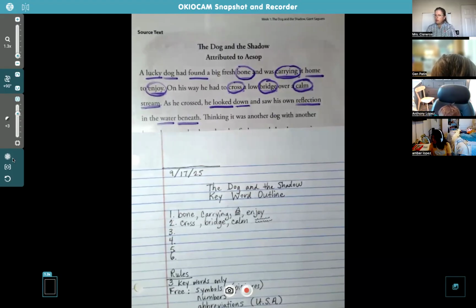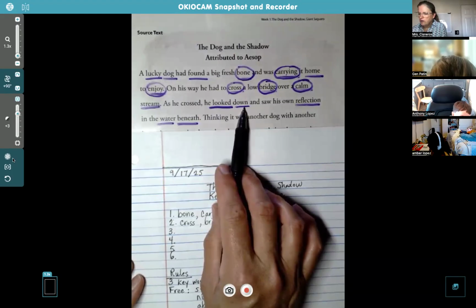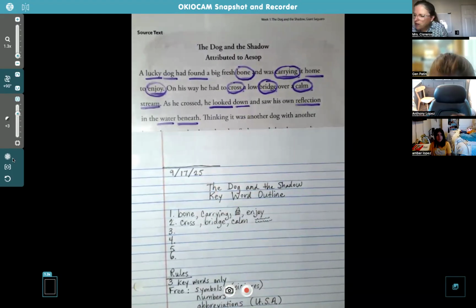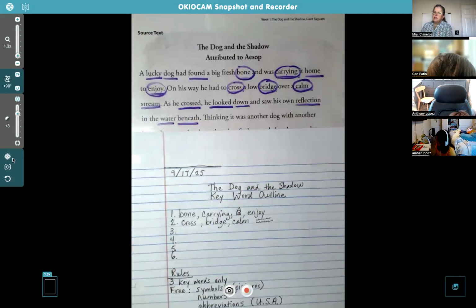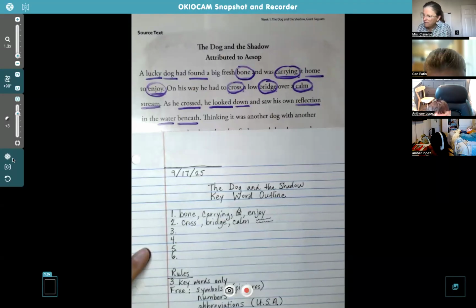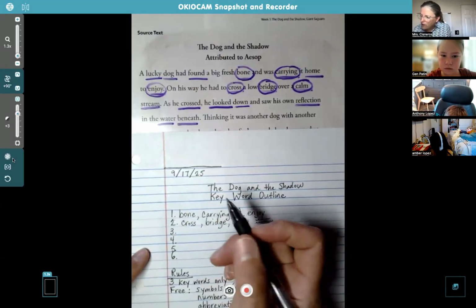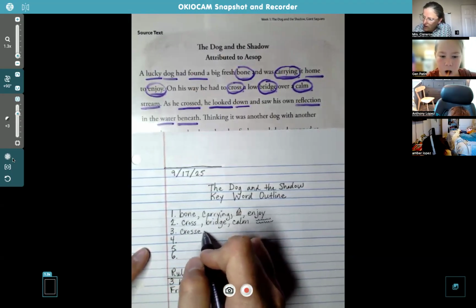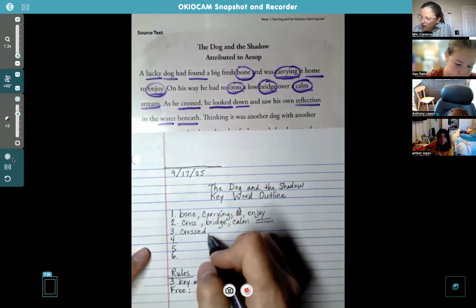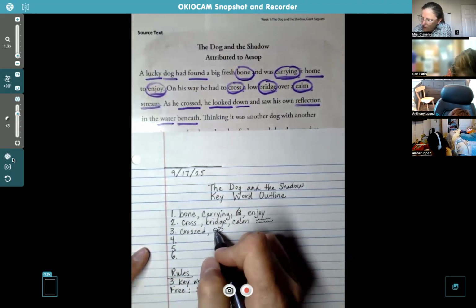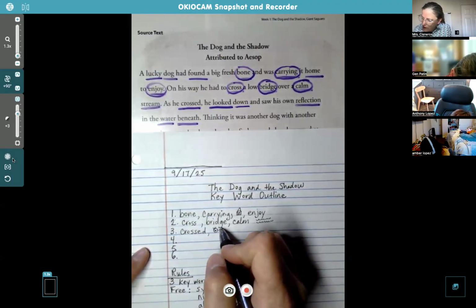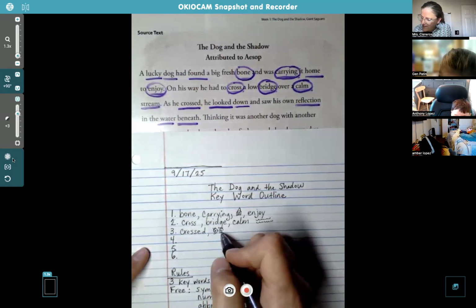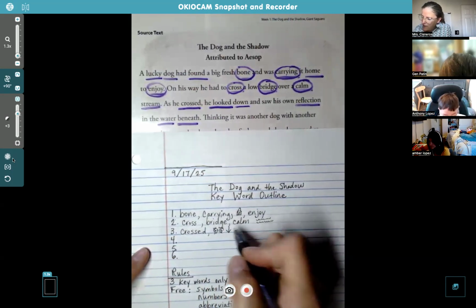So I wonder if we could do a couple of symbols, maybe for looked down. Oh, we should probably include crossed too, because he's crossing the bridge. That means he's walking across it, right? So I'm thinking we can put crossed. And for looked, let's put some eyeballs. This is going to represent looked. I like to put little eyelashes on mine. And he looked down. So I'm going to do a down arrow.